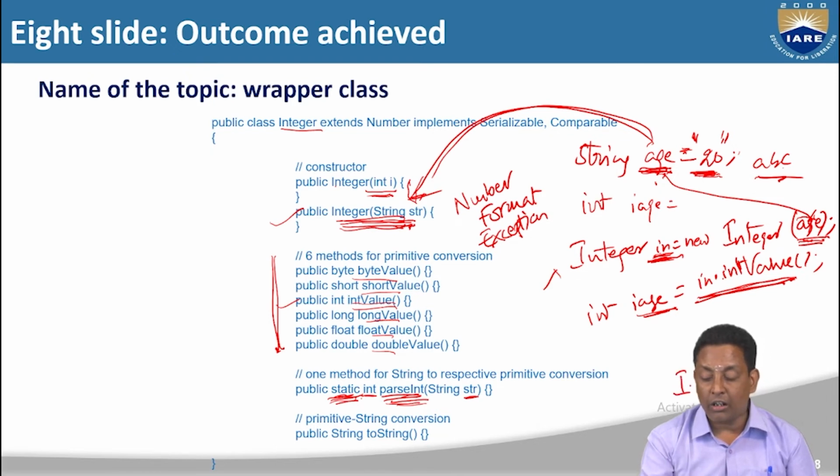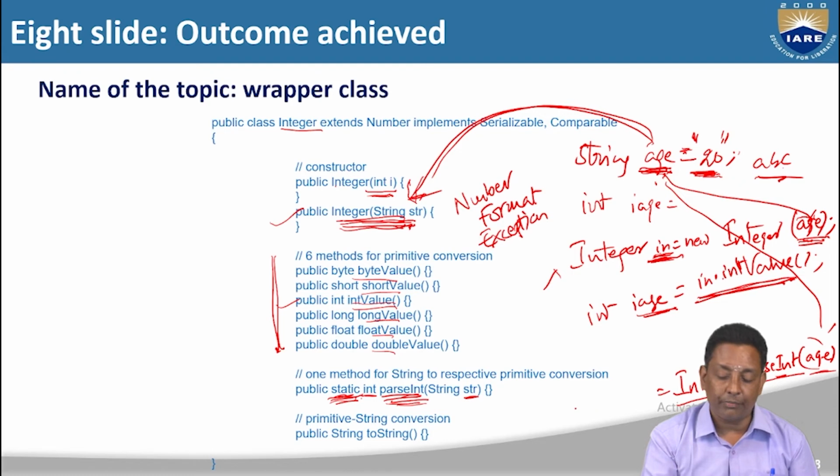You can directly call integer class dot the static method parseInt, and into this you can pass a string as an argument. Because parseInt is a static method, you can call Integer dot parseInt, with p small letter and I capital letter, and if you directly pass a string value as an argument, the string value is converted into an int value.